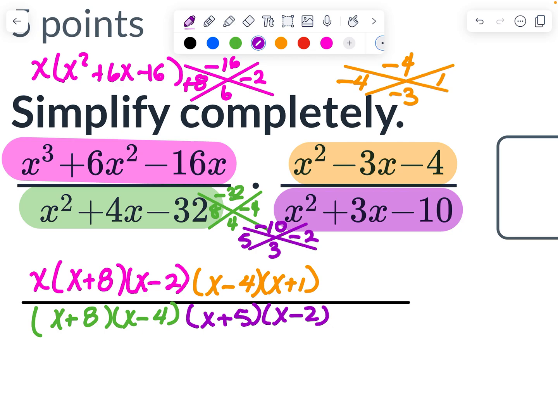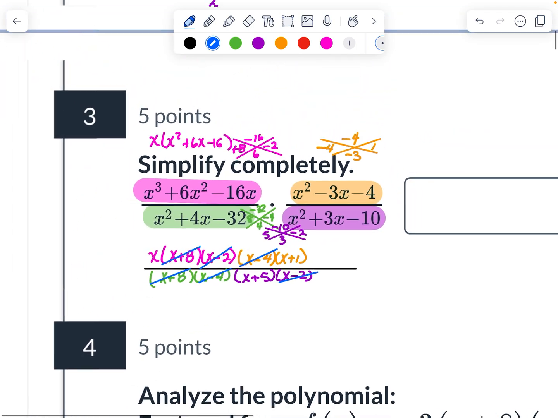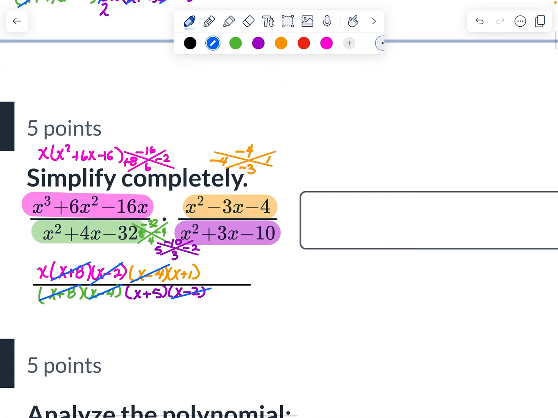And then I'm going to reduce anything in the numerator that's absolutely identical to anything in the denominator. So the x plus 8s are gone. The x minus 2s are gone. The x minus 4s are gone. So the only thing that survived being reduced, in the numerator, we have an x and we have an x plus 1. And in the denominator, we have an x plus 5.